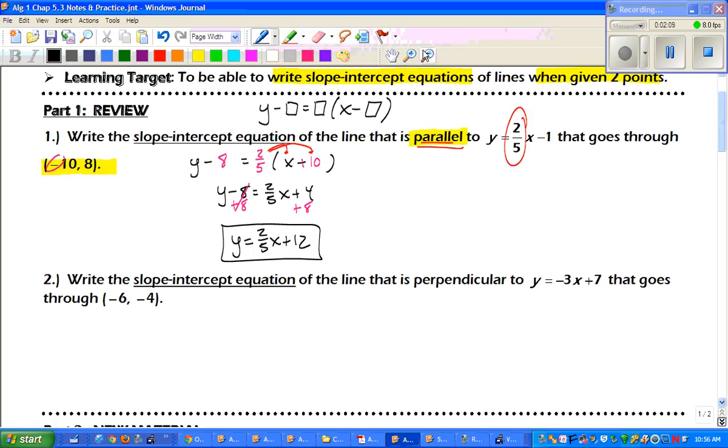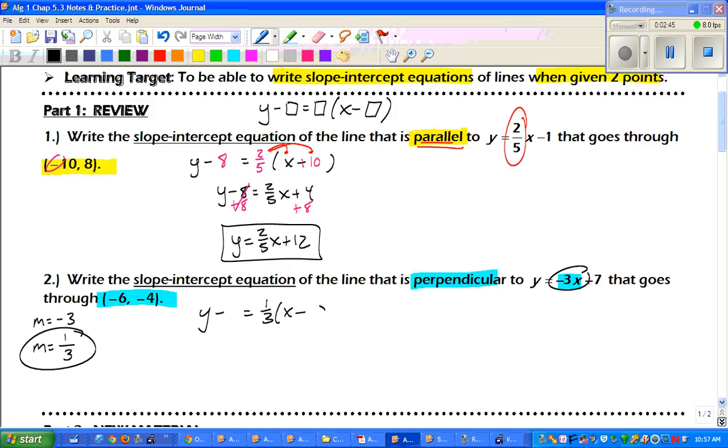All right. Write the slope-intercept equation of a line that is perpendicular to y equals negative 3x plus 7 and goes through negative 6, negative 4. Okay, so when we're talking about a perpendicular slope, we want the opposite reciprocal. So if it's negative 3, opposite would be positive, and reciprocal would be 1/3. Okay, and then we're going to be using the same exact equation. We know that it's 1/3 x minus, and let's start plugging in our points. Positive 4 and positive 6.